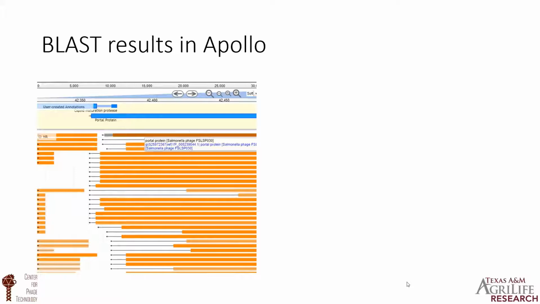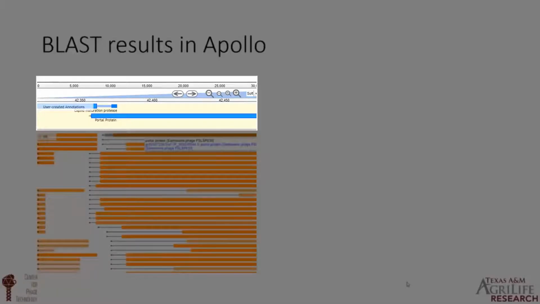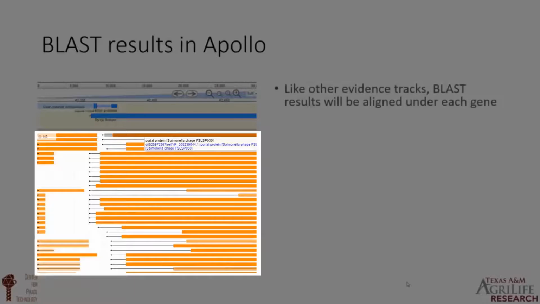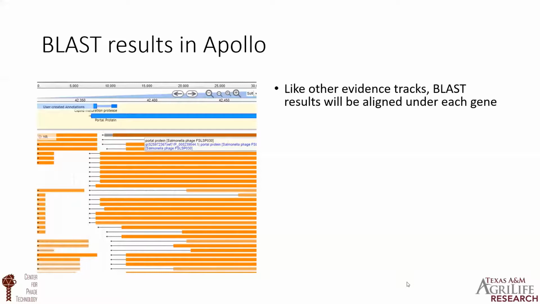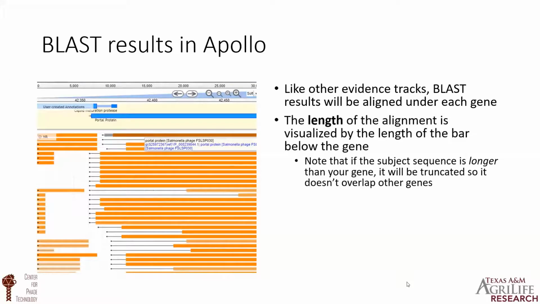This is an example of BLAST results in Apollo. The user annotation is in the yellow user-created annotation track at the top. In this case, we have the BLAST NR results in orange below it. Like other evidence tracks, BLAST results will be mapped back to the phage genome and aligned under each gene. The length of that alignment is visualized by the length of the bar below the gene.